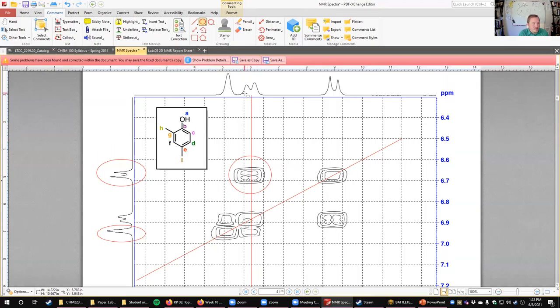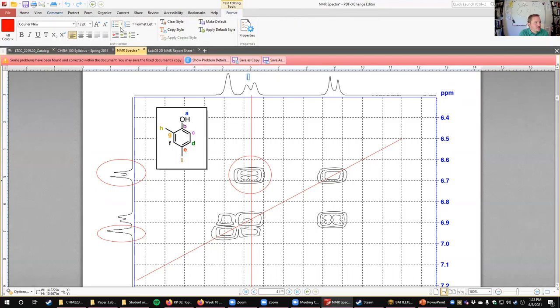So while we can't be certain because the benzene ring does complicate things, what we can say is that we're pretty sure that this signal right here in the middle is going to be D, because D is the proton that is physically close to this proton C and physically close to proton F.